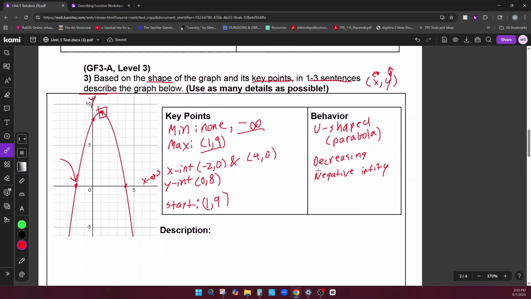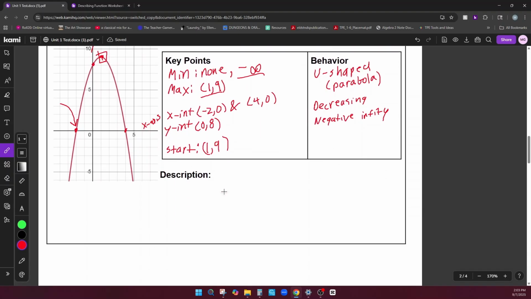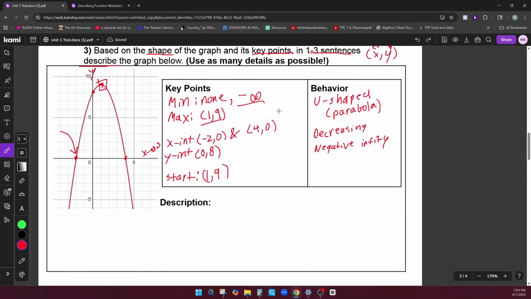But once again, this is me showing my work. What I need to do is write a description of the graph. So I'm going to take all this information, I'm going to marry the two, and I'm going to create one concise description. So my description is going to start by saying the graph. Talk about the graph, of course. Graph starts at 1, 9. Start seems a pretty good place to start. Graph starts at 1, 9.